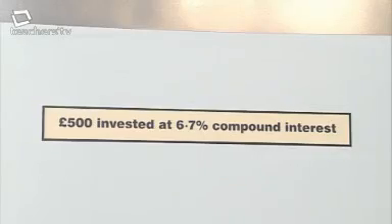A principal of £500 is invested in a savings account for 2 years at 6.7% per annum compound interest. Calculate the total amount in the account after 2 years, giving your answer to the nearest penny. Pens at the ready? Go.